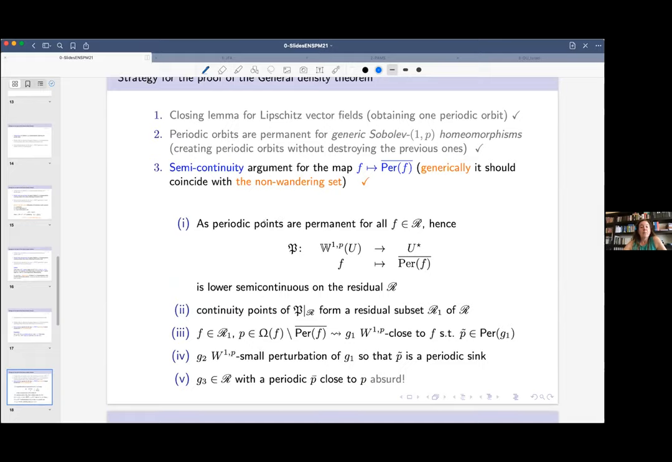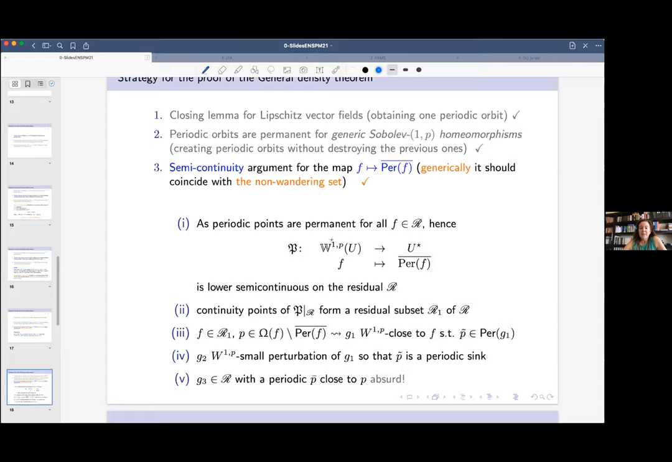Since generically the periodic points are permanent, this map beta is lower semi-continuous on a residual set. Then it is well known that the continuity points of this map form a residual subset. So now we take a continuity point and suppose by contradiction that we have a point with non-trivial recurrence, that is, a non-wandering point far from periodic points. So we use the closing lemma to close its trajectory, so we have a nearby Sobolev map with a periodic point arbitrarily close. Using the last result that I mentioned, we are able to perform an extra perturbation so that the point becomes a periodic sink.